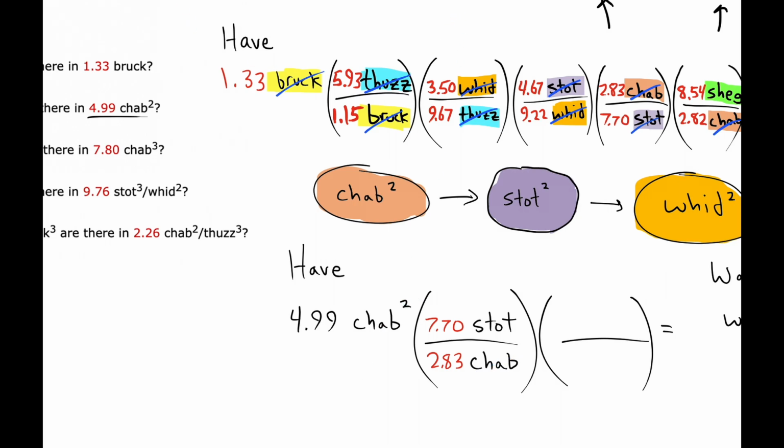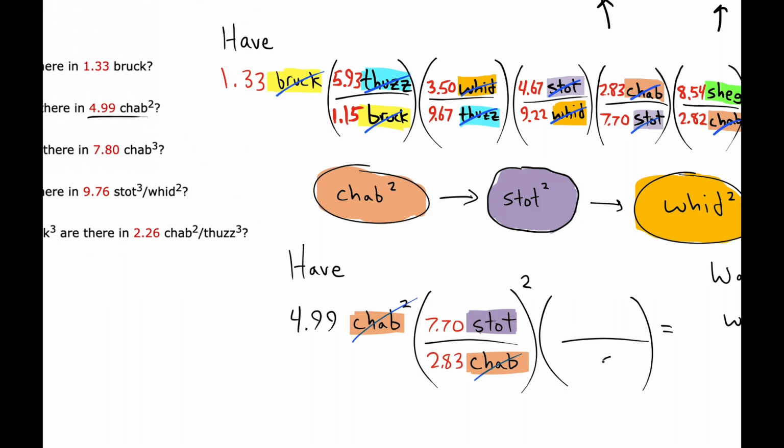So what we're going to do is square the conversion factor to take into account that the unit is squared. Now the chabs will completely cancel, and the square is going to apply to the 7.7 and the 2.83. So now we've gotten rid of chab squared, and we're at stat squared.